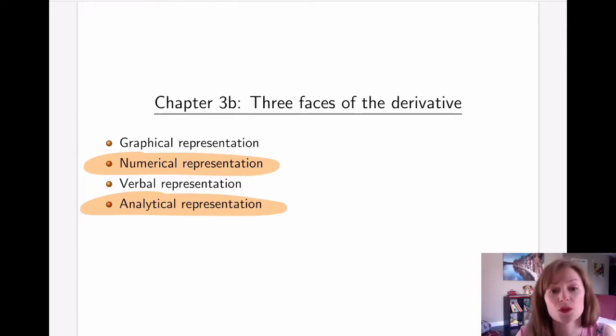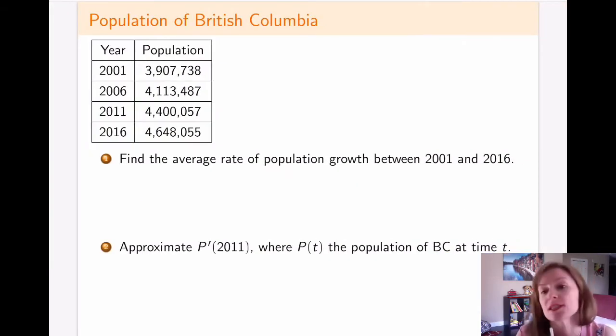In this video, we're going to be discussing the numerical and analytical representations of the derivatives. So let's take a look at our first example here. Here are the numbers from the last four different censuses to record the population of British Columbia. The questions ask to first of all find the average rate of change of population between the 2 years, and then to approximate a derivative at one particular year, which is 2011.